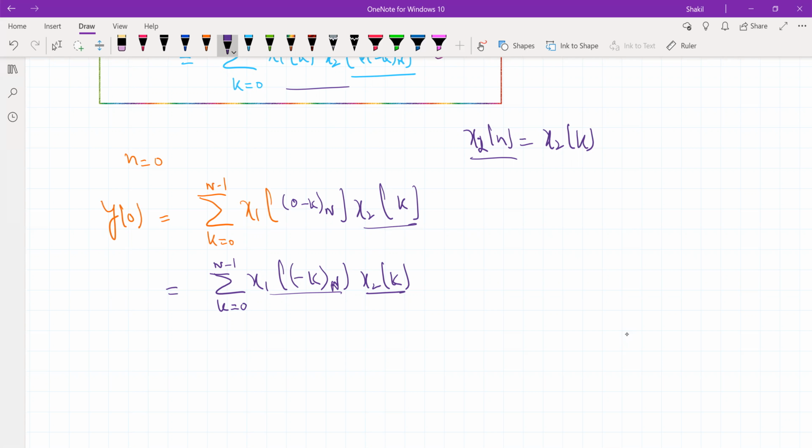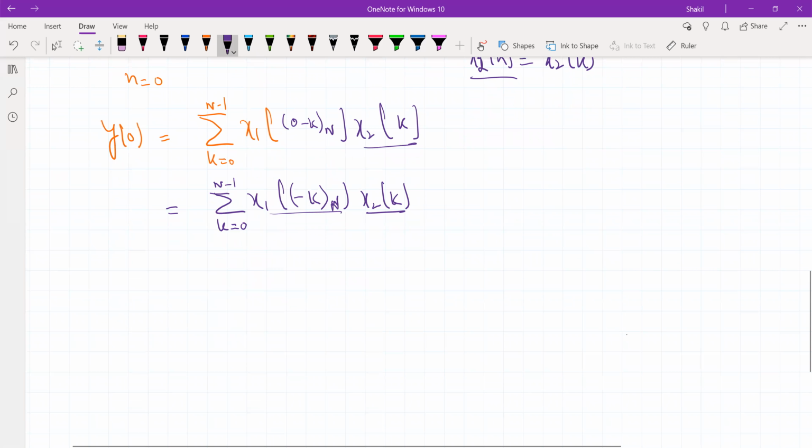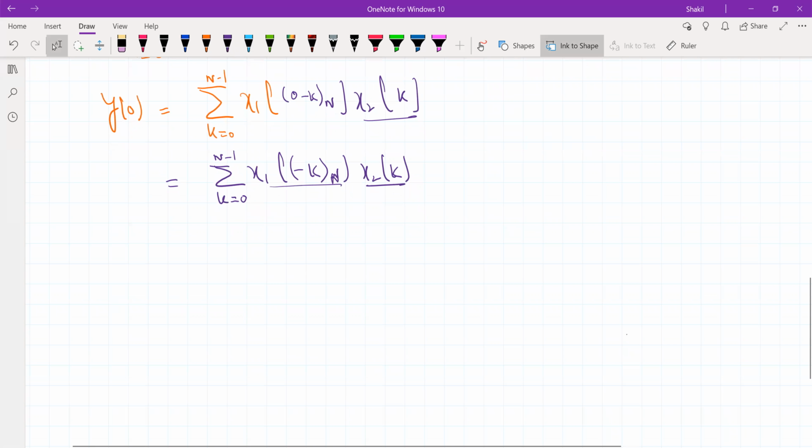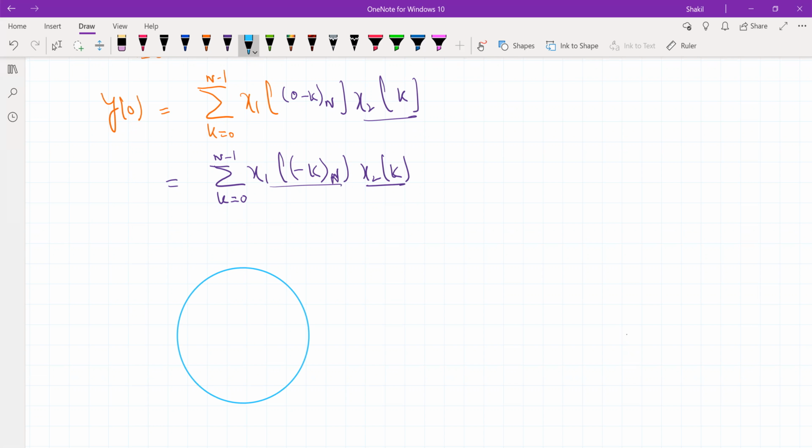Now how do you obtain x1 of minus k modulo N from x1 of k? Circularly, you can get it very easily, in one second. Let me show you first how you can do it. I will arrange these values of x1 of k over a circle. Suppose I arrange the points like this. So this is x1 of 1.